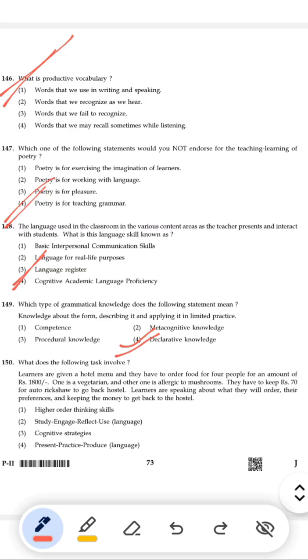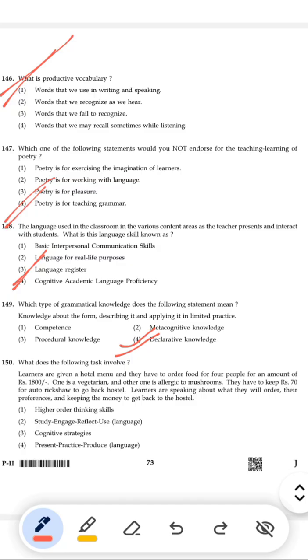The last question of the video. What does the following task involve? Learners are given a hotel menu and they have to order food for 4 people for an amount of rupees 1800. One is a vegetarian and the other one is allergic to mushrooms. They have to keep rupees 40 for auto rickshaw to go back to the hostel. Learners are speaking about what they will order, their preferences, and keeping the money to get back to the hostel.